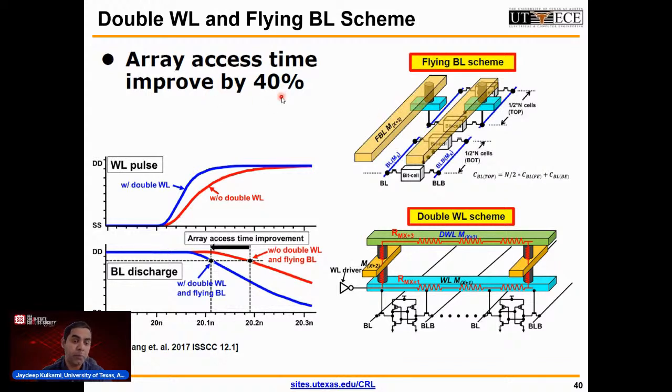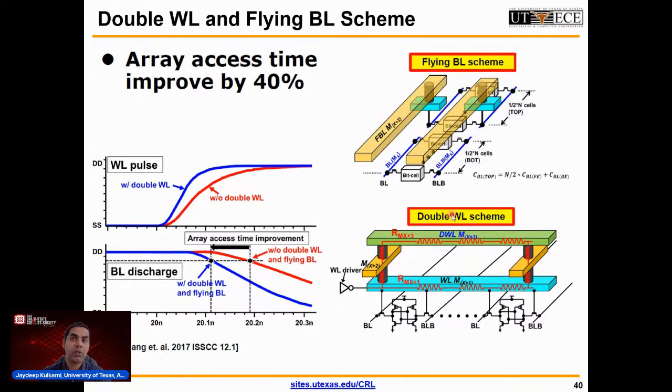So overall, we get a 40% improvement in the access time. For example, if you look at this bit line discharge time without this flying bit line and with this flying bit line, you will see a significant improvement in the access time. Similarly, on the word line, instead of the word line being driven with some lower metal level layer, there is intentionally another parallel path provided for this word line.